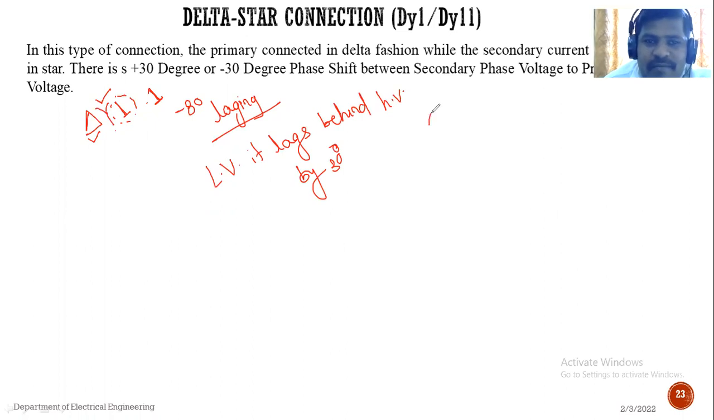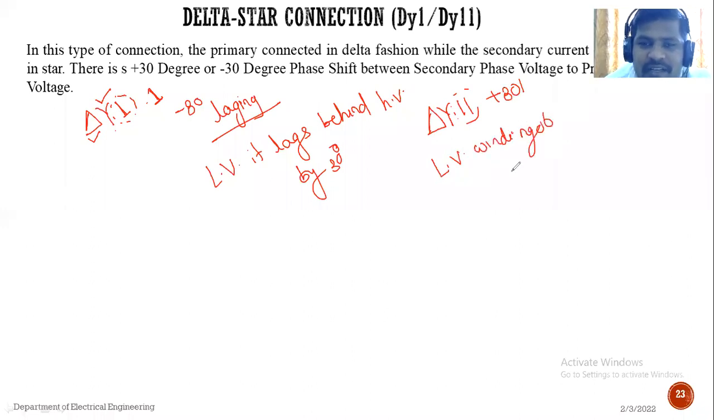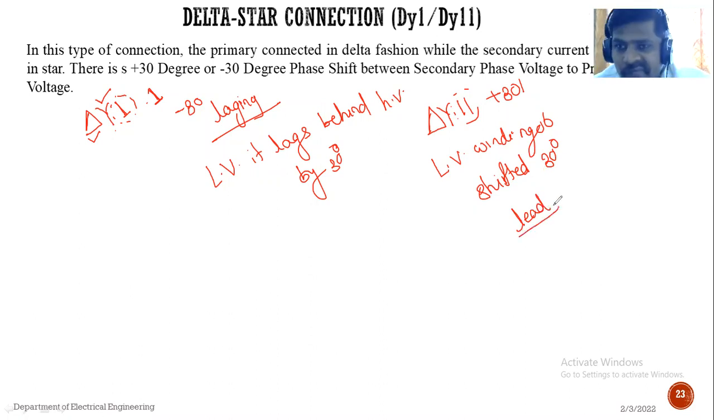And if it is represented by delta star 11, here it is plus 30 degrees. So the LV winding of the transformer is shifted relative to the HV winding by plus 30 degrees. That means it leads the primary. So there is a leading angle and there is a lagging angle. We will discuss the advantages and disadvantages of these types of connection in this class also.